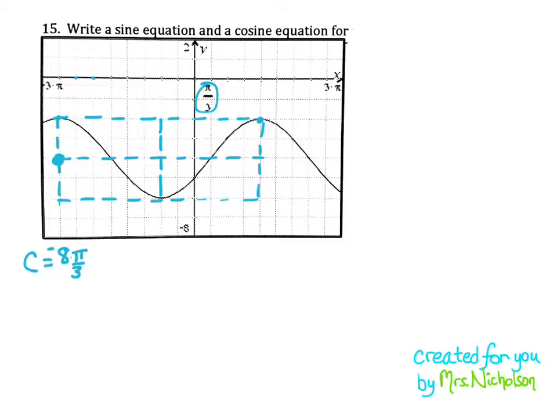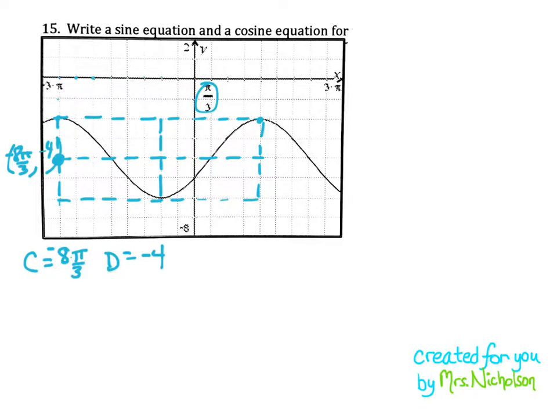And it's negative because we went to the left. Well, the c value is negative. When we put it in our equation, of course, we're going to put plus because we've moved to the left. And then my d coordinate is negative 1, 2, 3, 4. D is negative 4. So those are my coordinates here. Negative 8 pi over 3, negative 4.